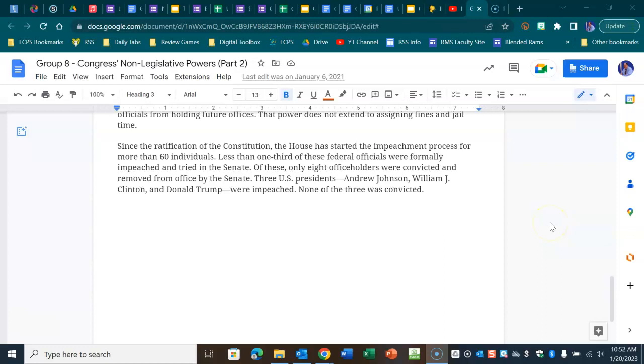Since the ratification of the United States Constitution, the House has started the impeachment process for more than 60 individuals. Less than 1/3 of these federal officials were formally impeached and tried in the Senate. Of these, only 8 office holders were convicted and removed from office by the Senate. 3 U.S. presidents, Andrew Johnson, William Clinton, and Donald Trump, were impeached. None of the 3 was convicted.